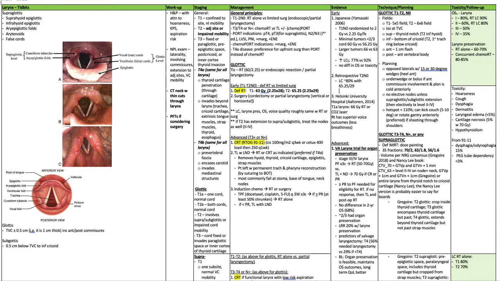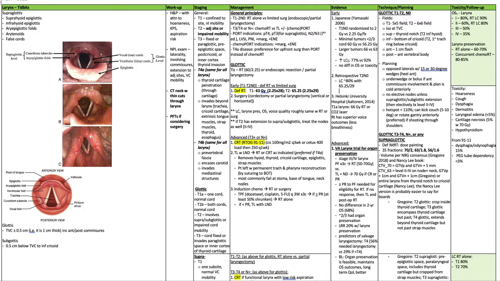Levels 2 through 4. Advanced larynx cancer, T3 or node positive: chemoradiation per RTOG 9111, cisplatin 100 milligrams per meter squared every 3 weeks, or cetuximab 400 milligrams loading, then 250 every week. Your other option is total laryngectomy with lymph node dissection, and then radiation or chemoradiation is indicated. It is preferred that you treat things this way if it's a T4A tumor.